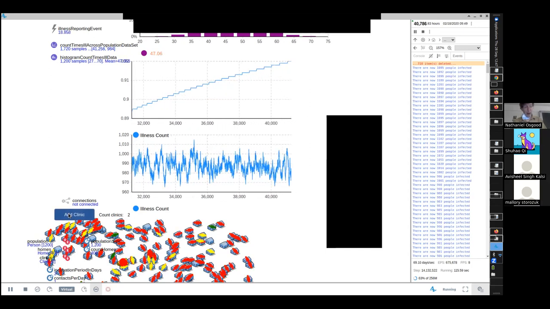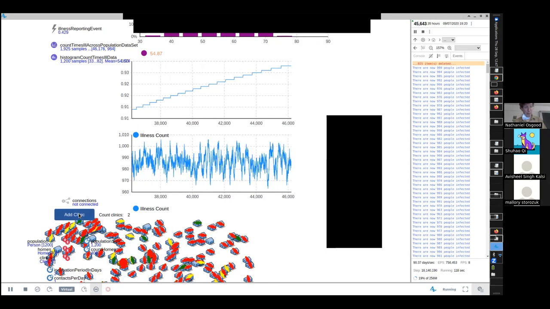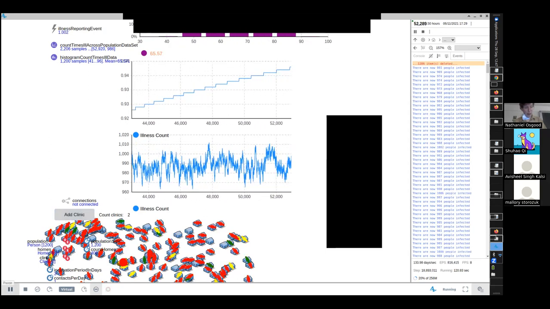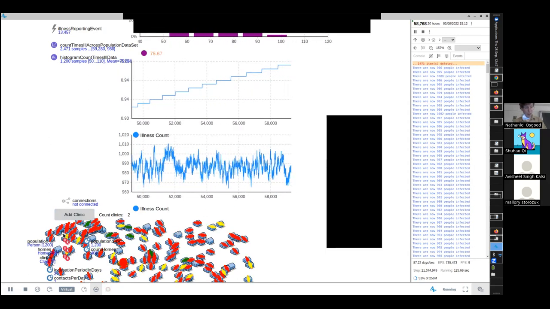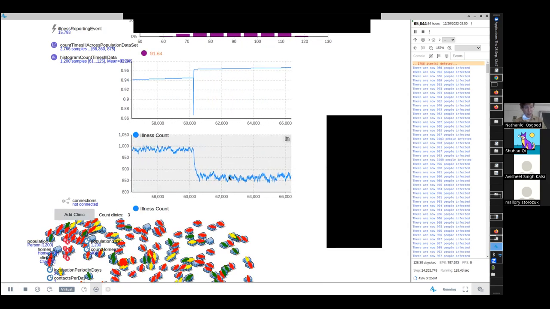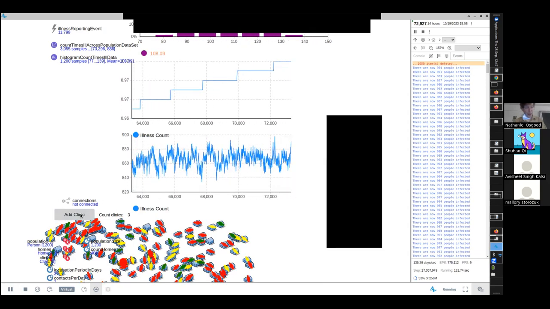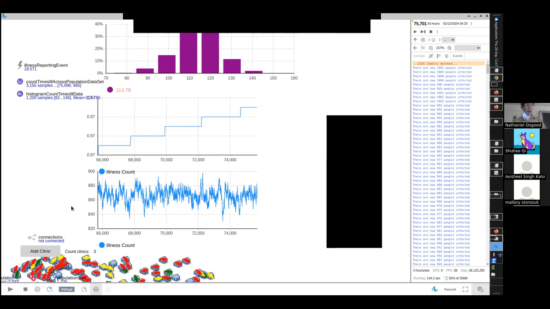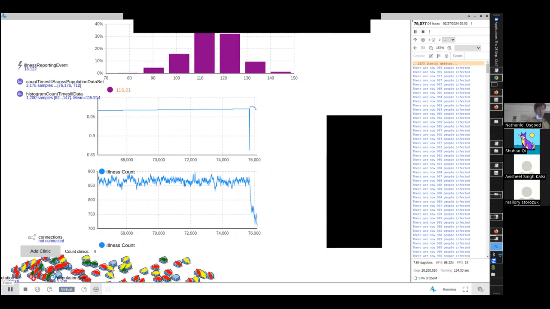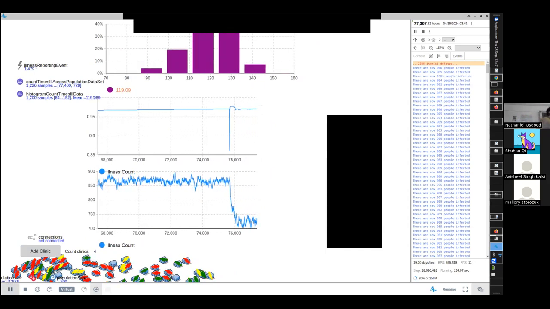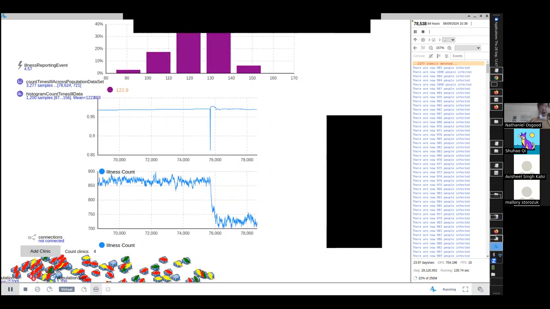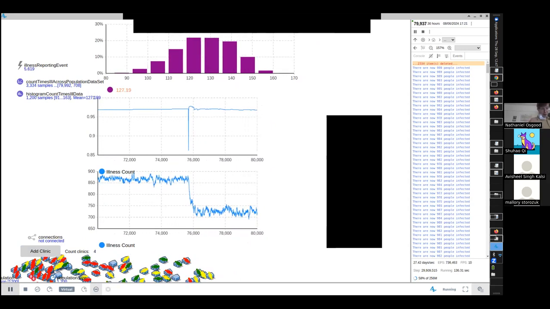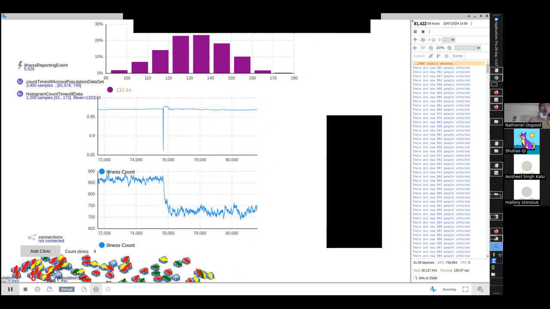I'm going to add another clinic here, okay? To do that, maybe I'll pause it for a second. You'll see, okay, I've added a third clinic here. What's going on as I'm adding a clinic? What's happening? Each time I add a clinic, what happens here? Does it help? I've added four clinics here. All right, so there are four clinics.